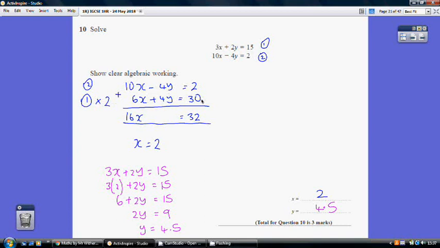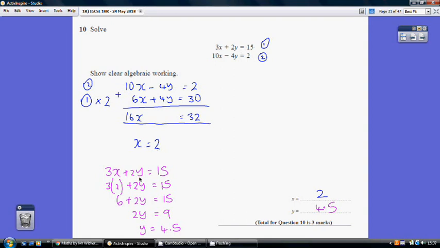So adding the equations together, 10x add 6x is 16x, minus 4y add plus 4y is nothing. That was the whole point, we've eliminated y, and 2 add 30 is 32. So we know that 16x equals 32, so dividing both sides by 16, I can see that x must be 2. Now to work out what y is, I'm going to take the information that I know, x equaling 2, and just substitute that back into one of the original equations. Doesn't matter which one, I've chosen to do the top one.